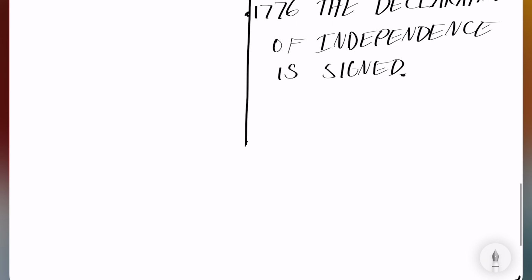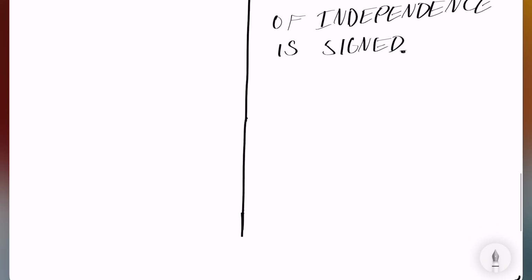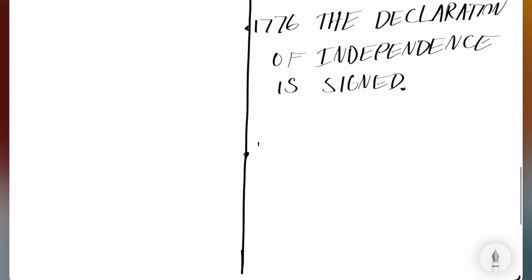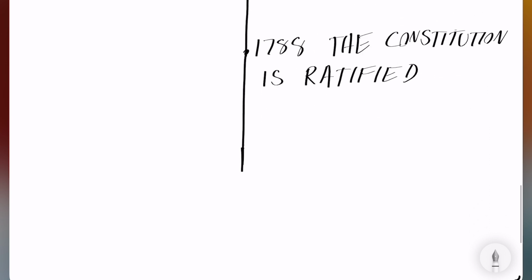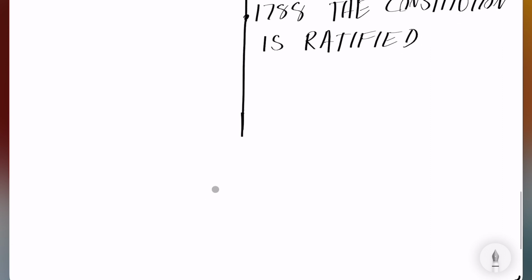So here we can see in 1776, the Declaration of Independence is signed. So let's write in 1788, we'll say the Constitution is ratified. Ratified is another fancy word of saying that it's signed, right? That now the Constitution is an official document, okay? So let's move on and let's look and see what else we can add to our timeline.